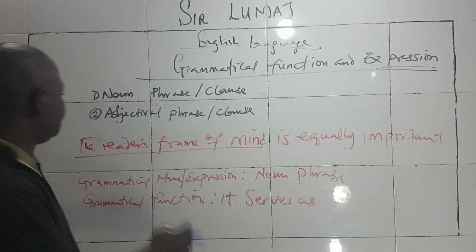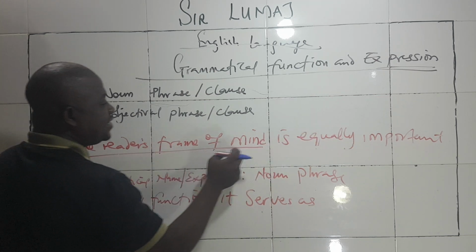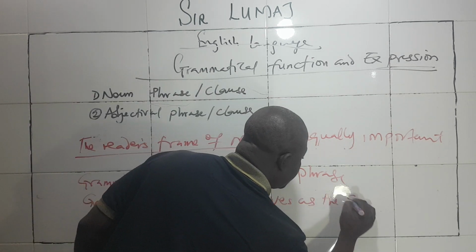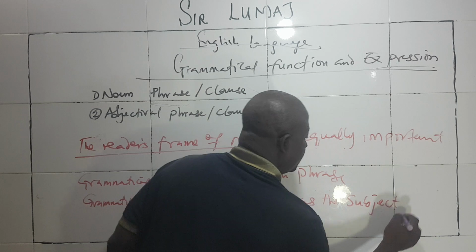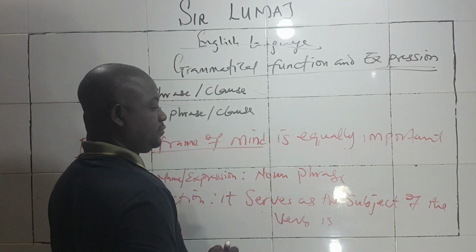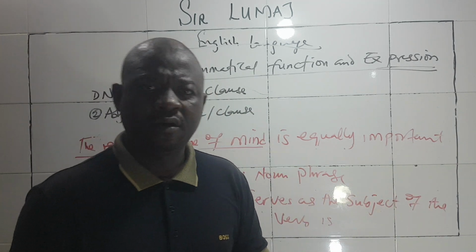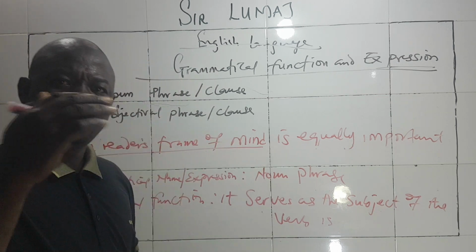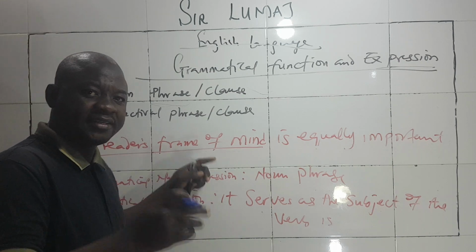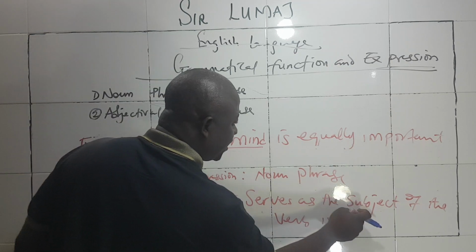Like when we have this now, the reader's frame of mind is equally important. I've underlined this. The reader's frame of mind is before this is. So it serves as the subject of this verb is. Please watch my video on verb. I've taught us subject, object, verb, predicate, and complement. So I'm not speaking Latin here, because I said we are going to need it when I'm explaining grammatical function and expression. So it serves as the subject of the verb.